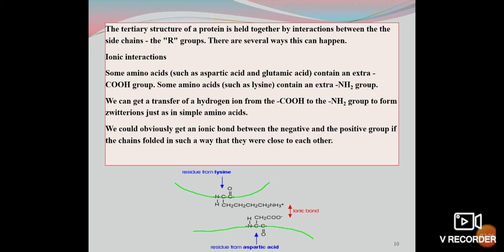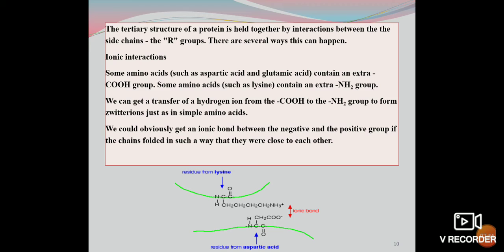How is a tertiary structure held? It is held by the interactions between the side chains, the R groups, and this happens by ionic interaction. Some amino acids such as aspartic acid and glutamic acid contain an extra COOH group. Some amino acids such as lysine contain an extra NH2 group. So some are acidic amino acids, some are basic amino acids.